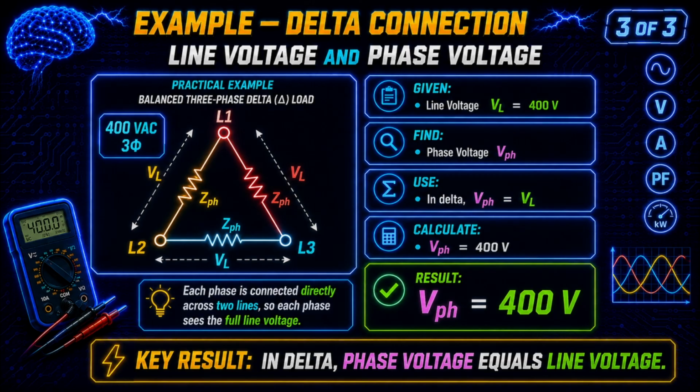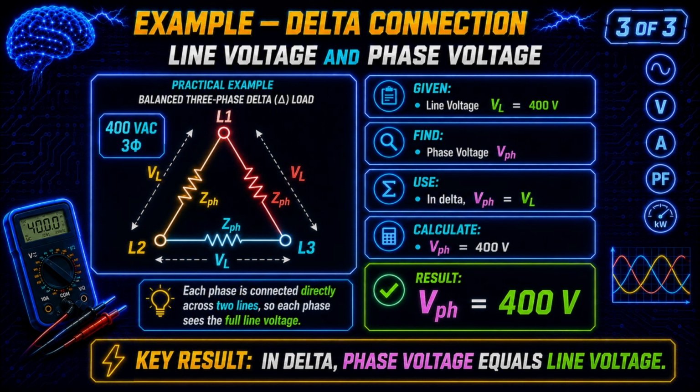Since in delta, V phase equals V line, the phase voltage is simply 400 volts. So the result is, phase voltage equals 400 volts. That means in a 400-volt delta connection, each phase winding sees the full 400 volts.